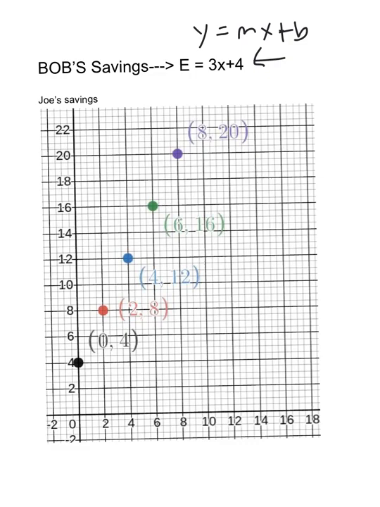If we compare that to Joe, where's the initial amount on the graph? Well, that is where the y-intercept is. For Joe, the y-intercept is 4 as well. So Bob and Joe both started with $4 in their savings account. Then we move on to, what's the rate of their savings? How much are they saving per week?